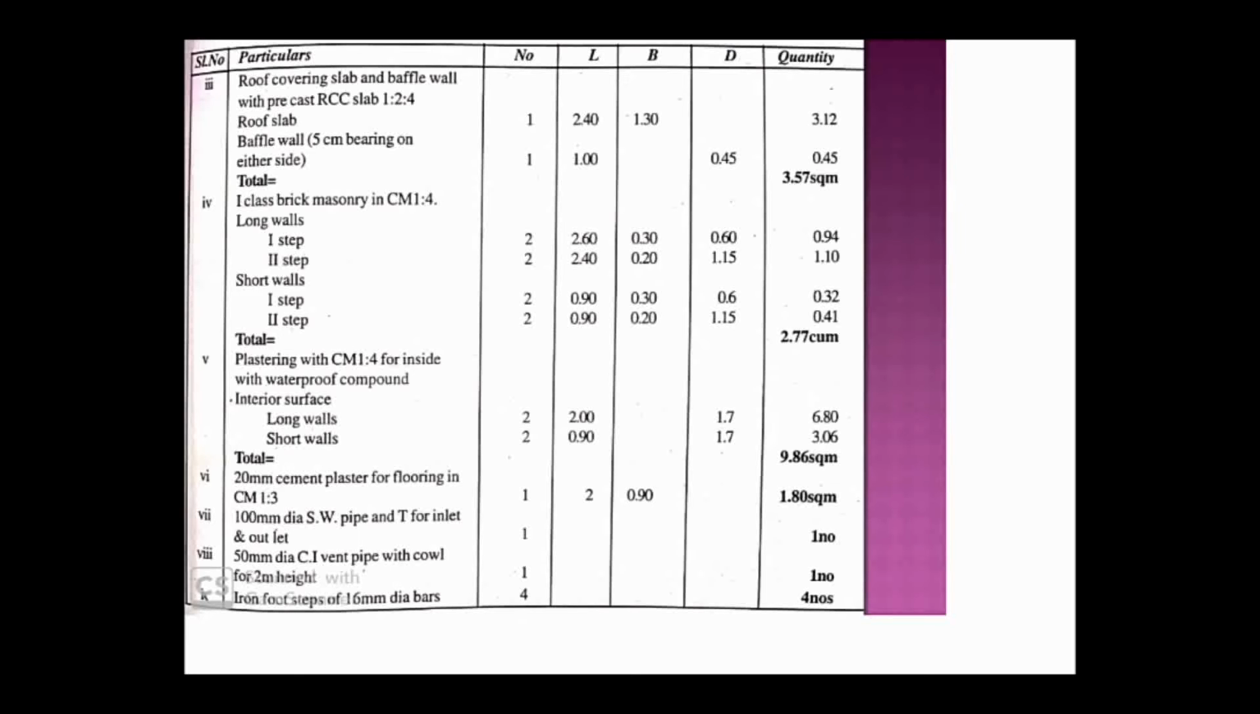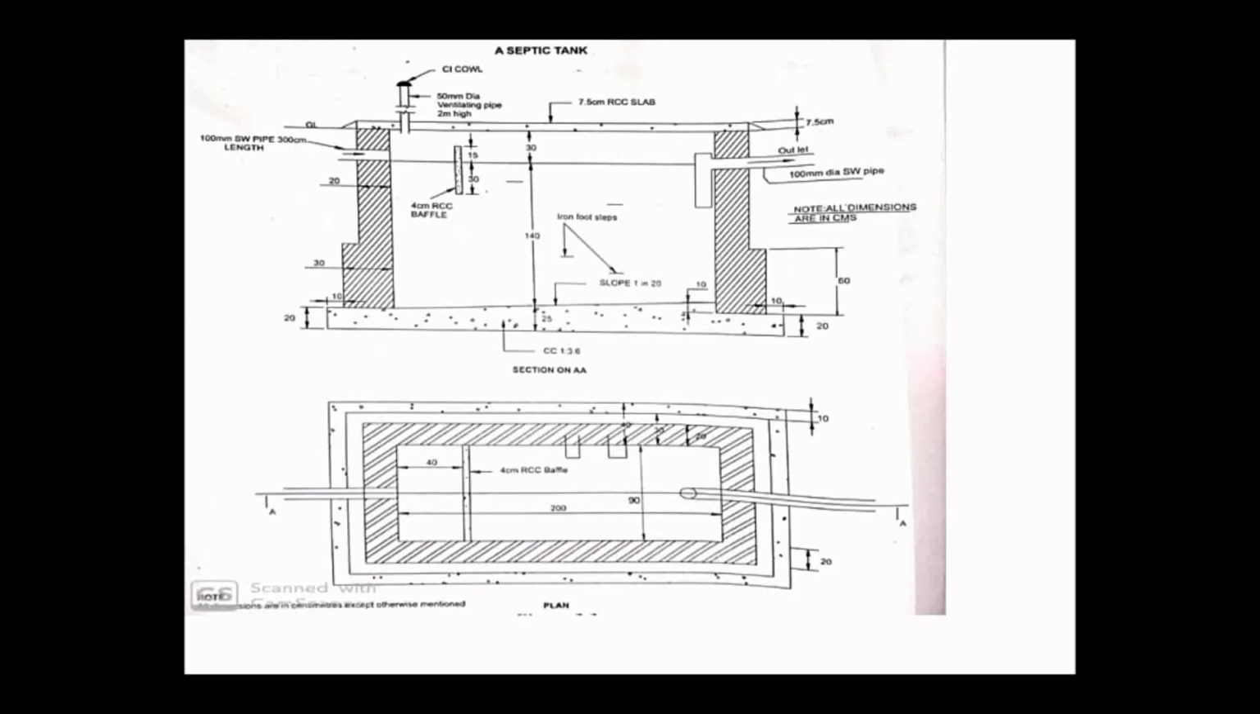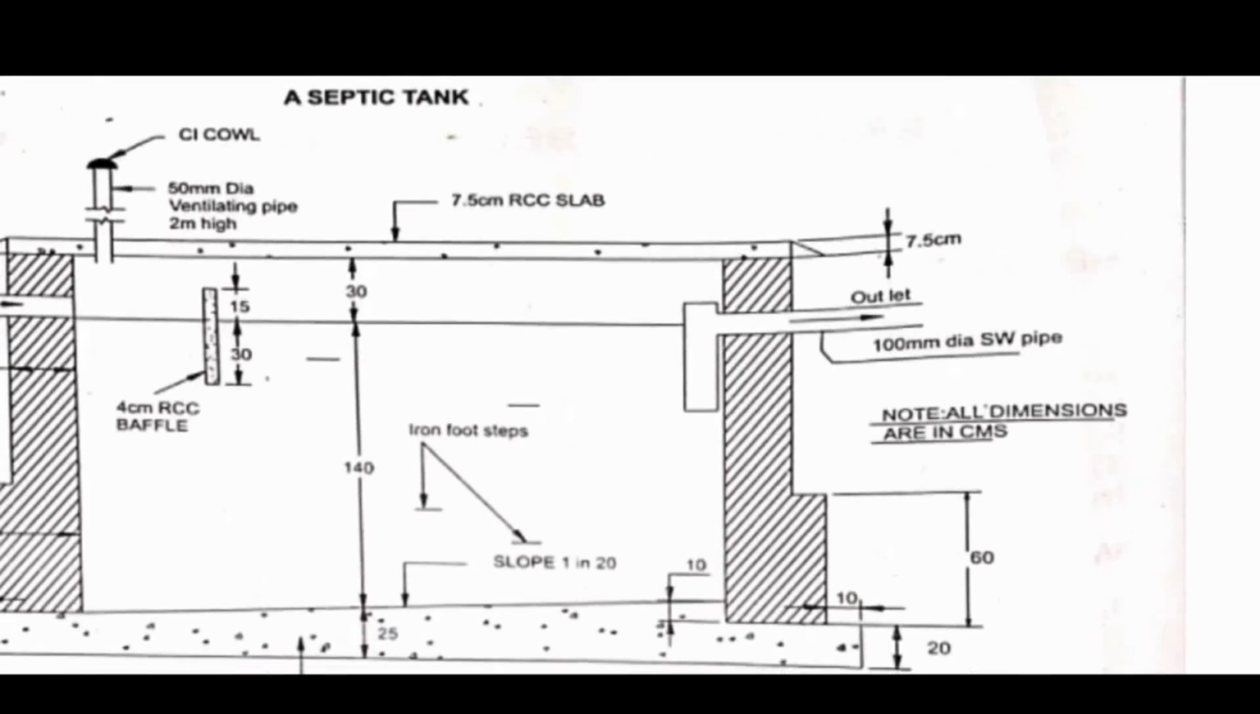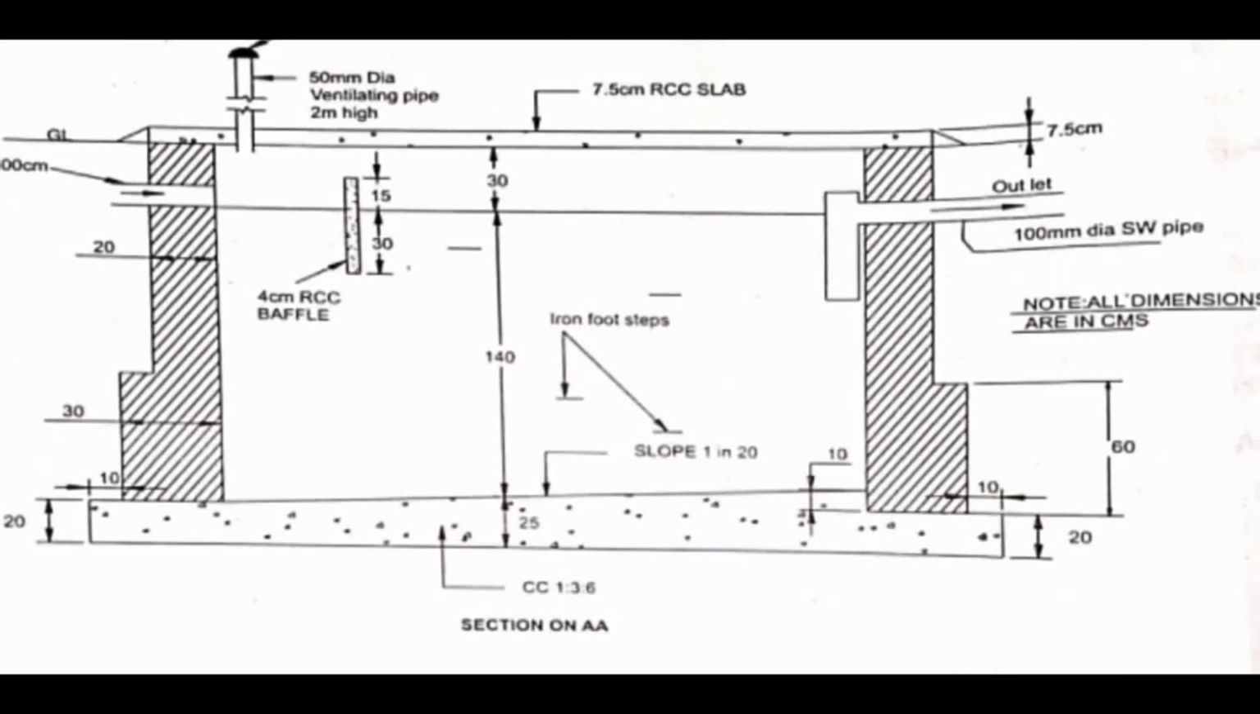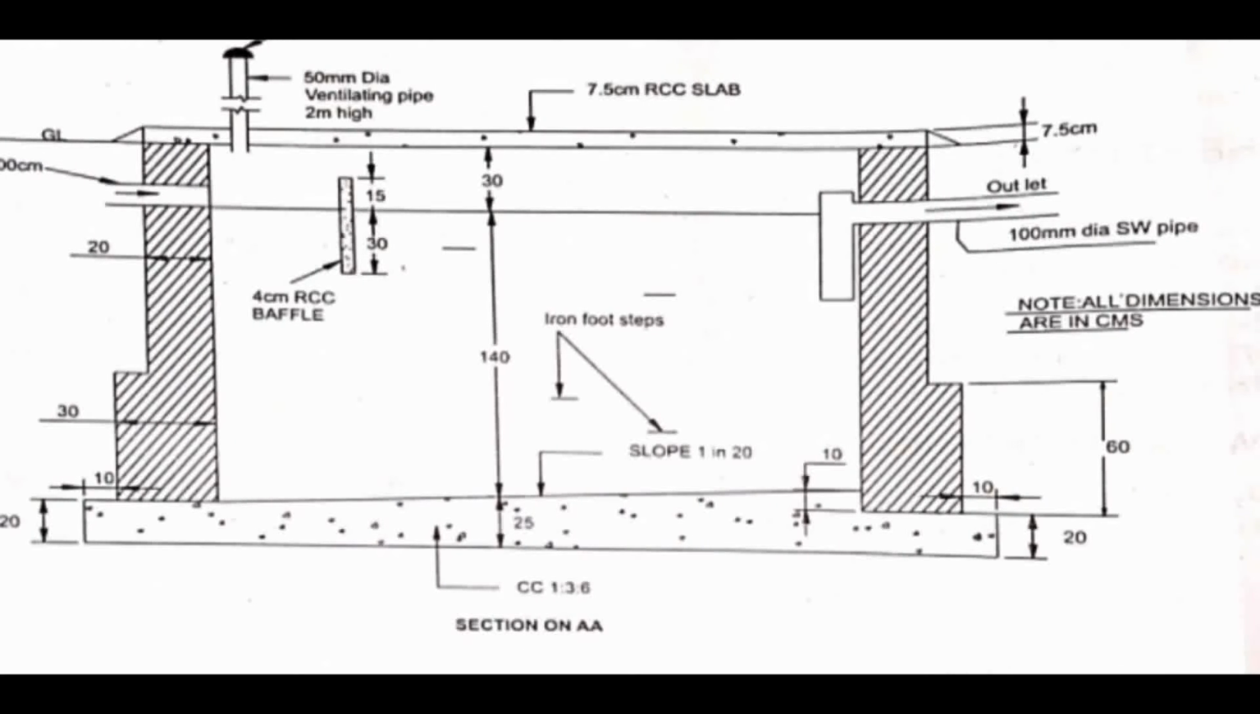And in the same way you have to do it for the second step. So for the second step, as I told, the inside to inside dimension is 200 plus the thickness, which is 20 on both sides, 20 and 20, so 200 plus 20 plus 20, it is 240. And then you have to take the thickness of the wall as 20 centimeter, right? And then you need the depth.